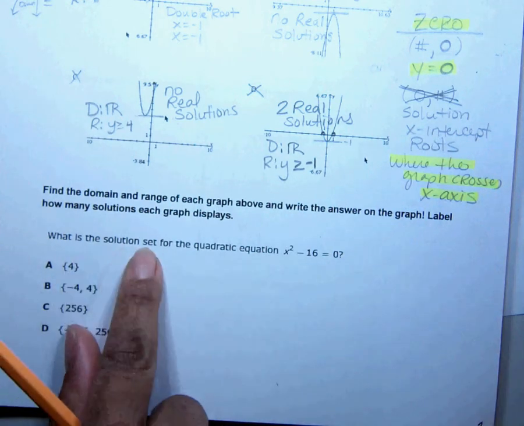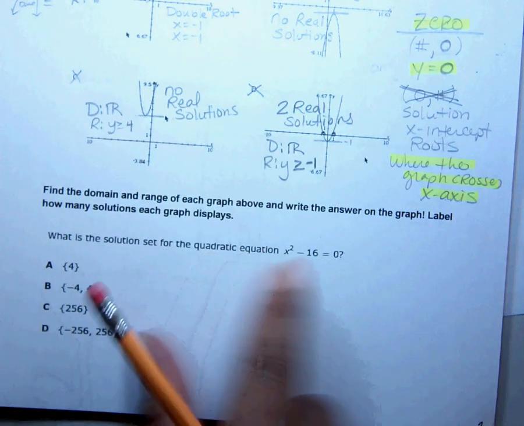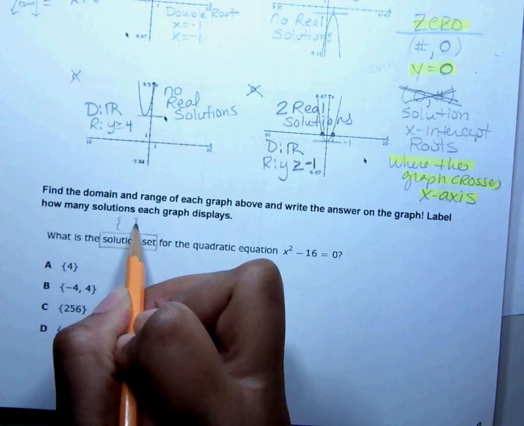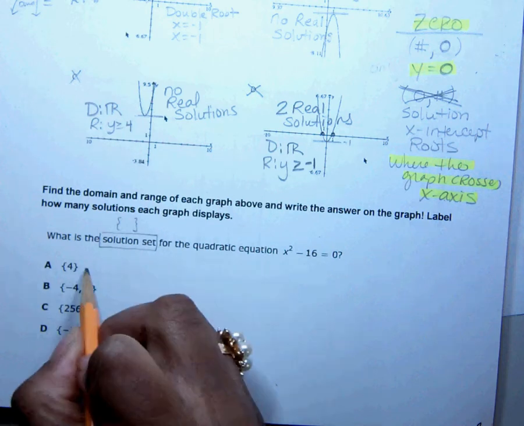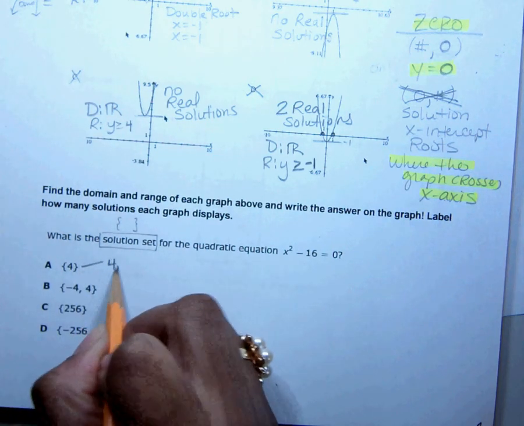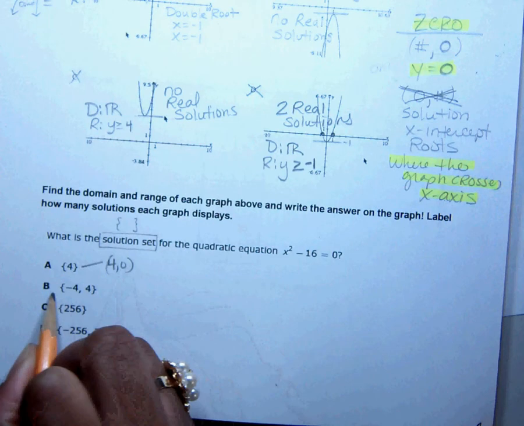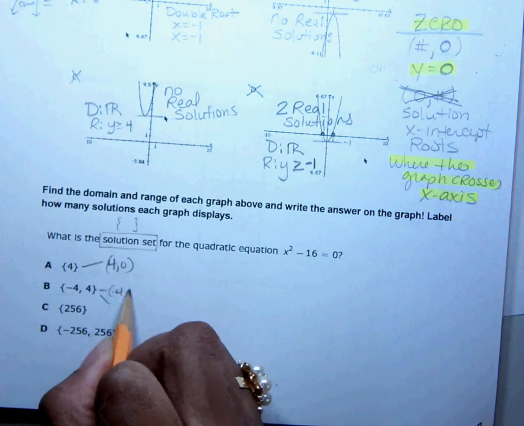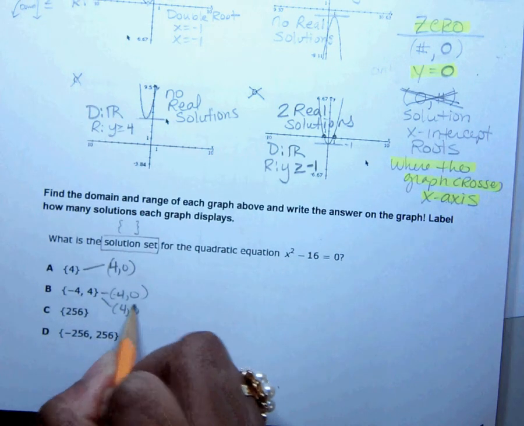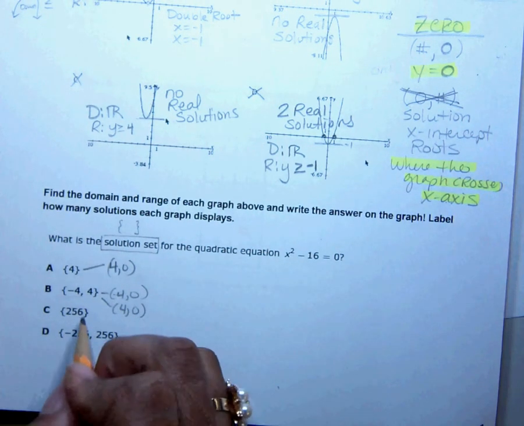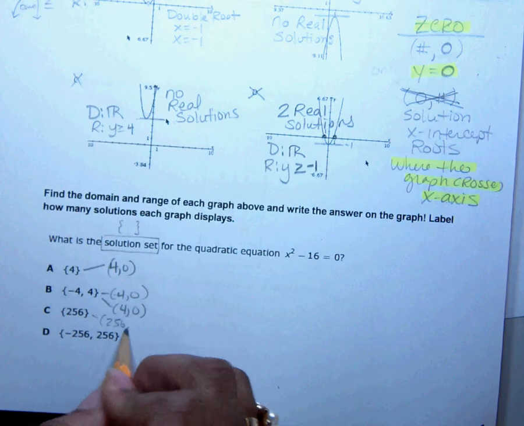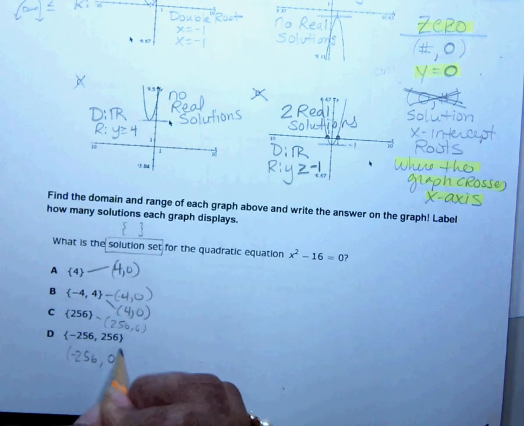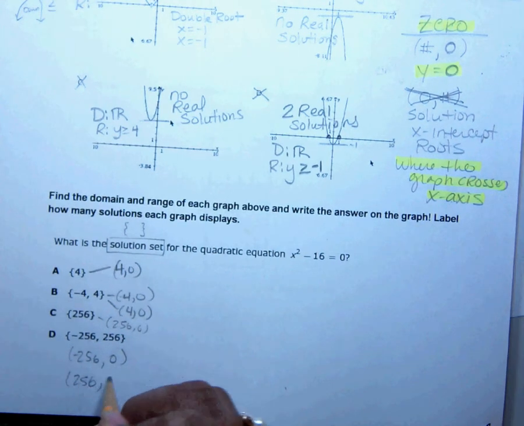What is the solution set for the quadratic equation? Well, remember, solution set means I have the brackets. So for these answer choices, here it says it only passes through (4, 0). It only touches the graph for this one, (-4, 0) and (4, 0). For this one, it crosses only at 256. And for this one down here, it crosses at negative 256 and positive 256.